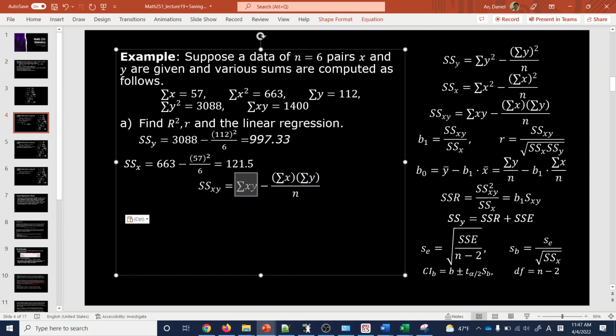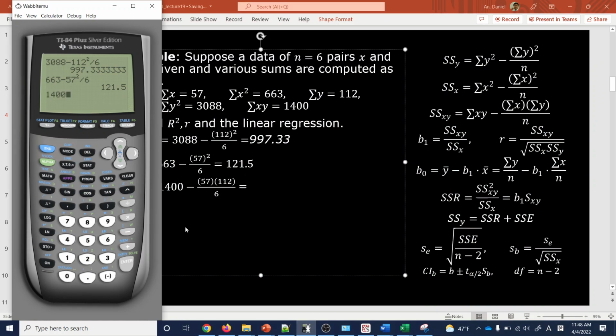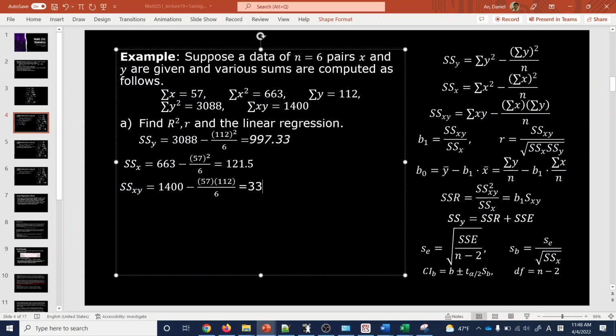Now sigma xy, what did I replace this one by? 1400. And these are individually 57 and 112, and divided by 6. So that was 1400 minus 57 times 112, and then divided by 6. That gives 336. Okay, so we got these numbers.